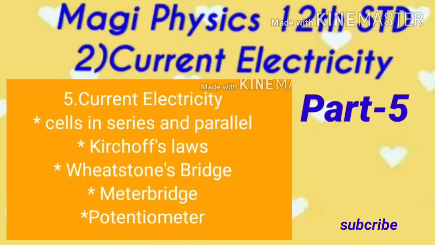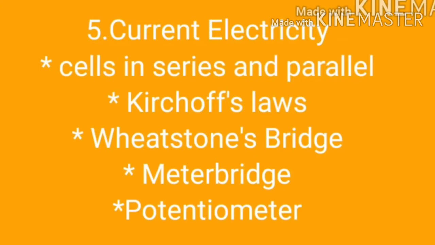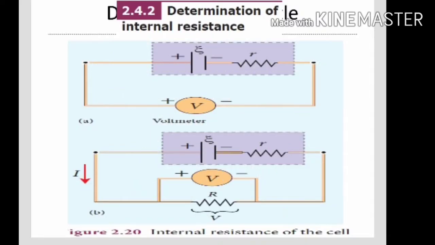Hello students, now we are going to discuss some important topics in second lesson current electricity. The topics are given here. First, determination of internal resistance of the cell. The electric circuit diagram is given here.